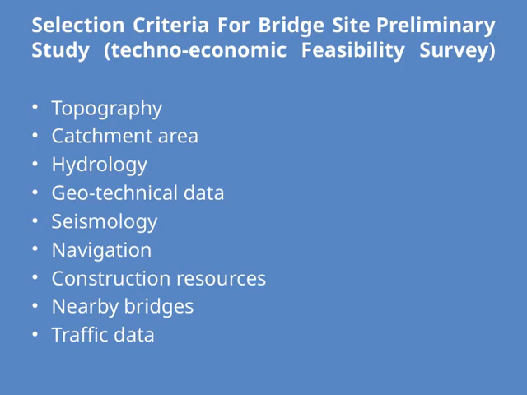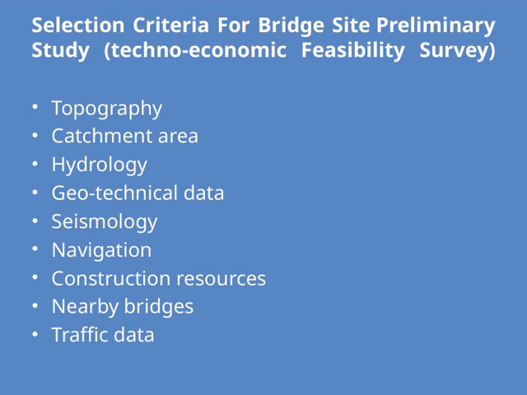Now, let's talk about the selection criteria for choosing a bridge site during the preliminary study, which is part of the techno-economic feasibility survey. First, we consider the topography of the area. Understanding the landform is crucial because it influences the design and construction methods we can employ. Next, the catchment area is important. It tells us about the water flow and potential hydrological impacts on the site.